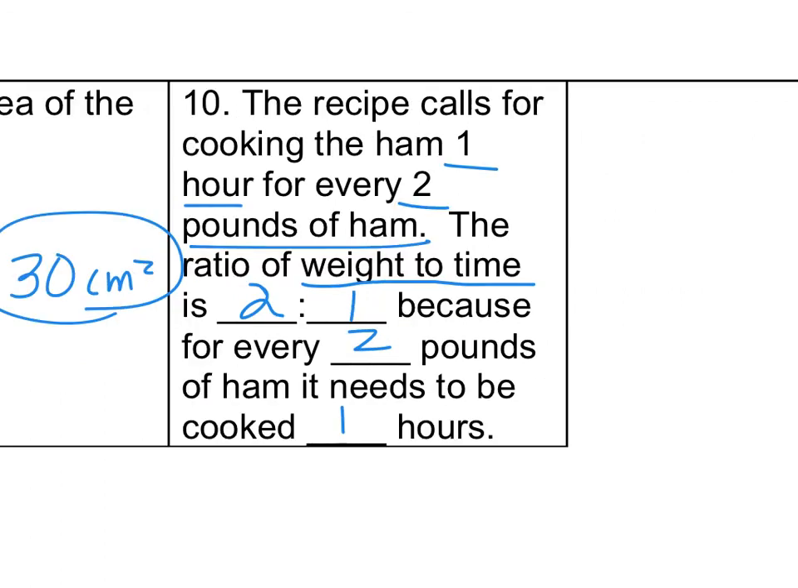And this one tried to trick you. It gave you the 1 before the 2, but the 1 represents the hour or the time, and the 2 represents how many pounds of ham. So in 1 hour, I can cook 2 pounds of ham, which means if I had 2 pounds of ham, I would need to cook for 1 hour. So the ratio of weight to time is 2 to 1, because for every 2 pounds, the ham needs to be cooked for 1 hour.